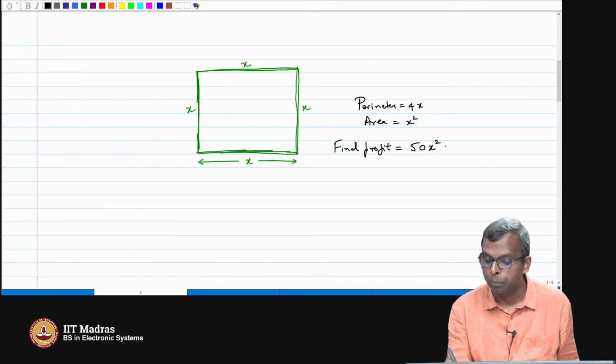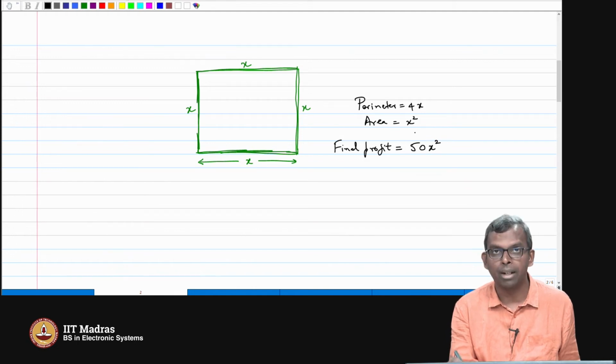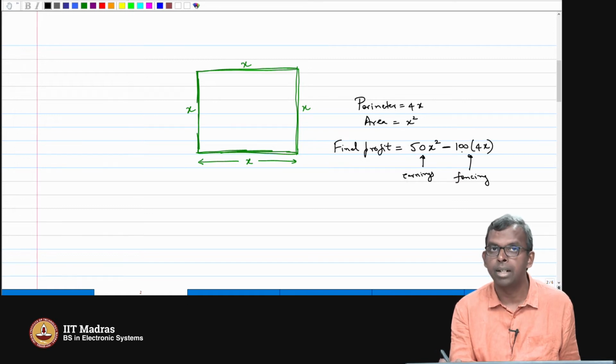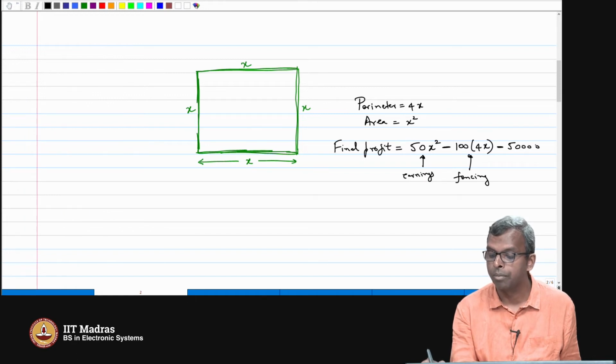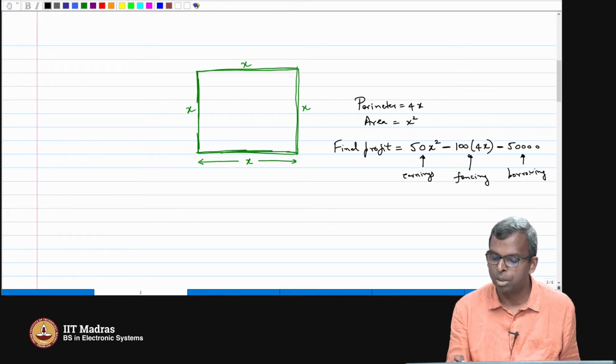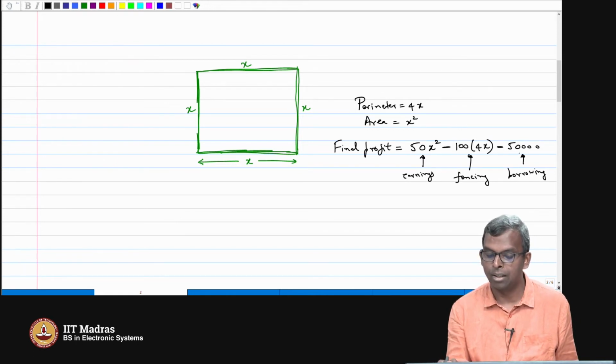So you have 50x squared, and this is the money you make, right? The total money you make, and you've spent 100 times 4x. This is your earnings from the selling. This is your fencing cost, right? 4x is the perimeter times 100, that's 100 rupees per feet of the perimeter of the fencing, and minus the 50,000. This is your borrowing. Like I said, things like interest and time for the crop are very, very important, but we have not taken care of that. So this is the final profit.